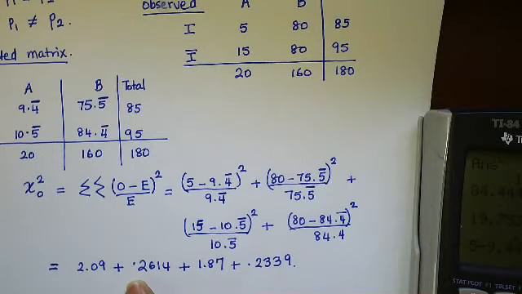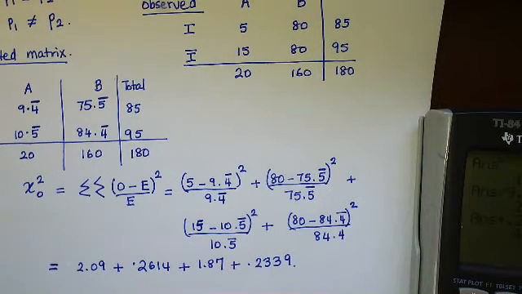Let me just check this first number because that's a little off. 5 minus 9.4, square it and divide by 9.4 repeating: 2.09. Okay, so we add all of these up together. So 2.09 plus 0.2614 plus 1.87 plus 0.2339 gives me 4.4568.